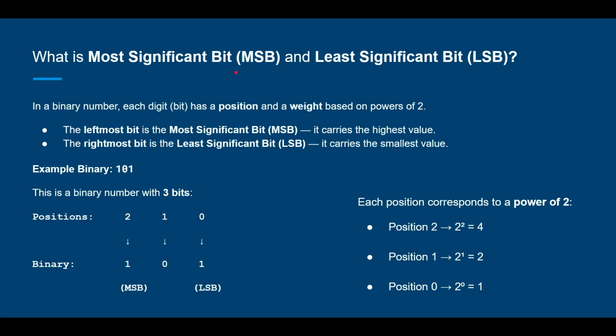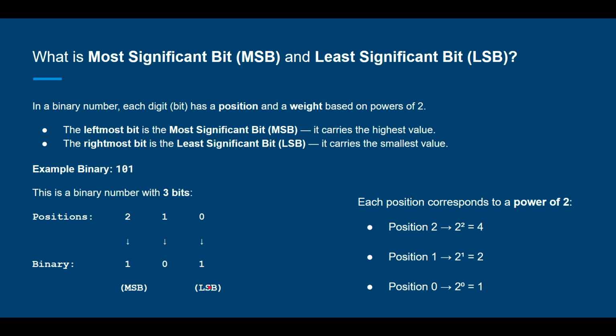Now understand what the most significant bit, MSB, and the least significant bit, LSB, are. In a binary number, each digit has a position and a weight based on the power of 2. The leftmost bit is the most significant bit, MSB, and it carries the highest value. So in our binary number 101, this is our leftmost bit, which we call the MSB. Then the rightmost bit is the least significant bit, and it carries the smallest value.